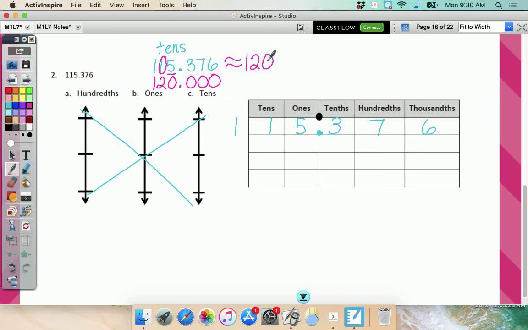Okay? Now let's do the nearest ones place. So this is going to be the ones place. And I'm going to do 115.376. Go ahead and get that written down.